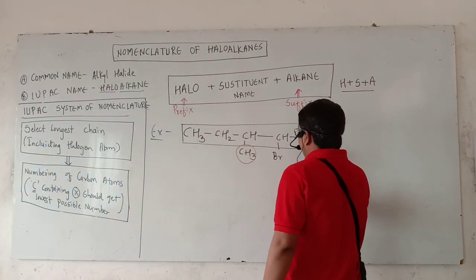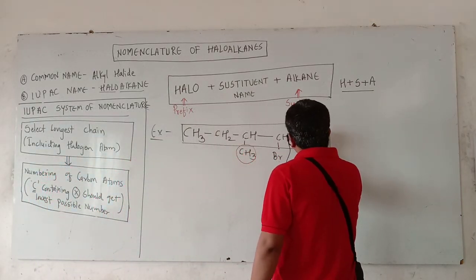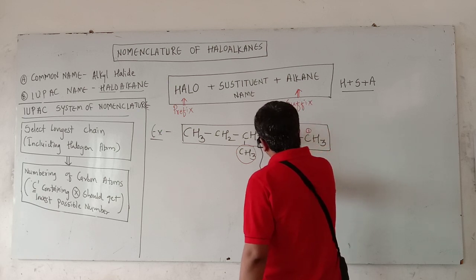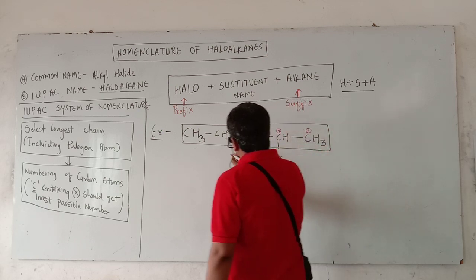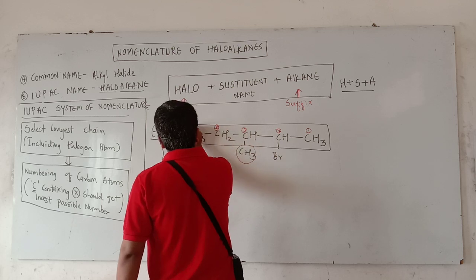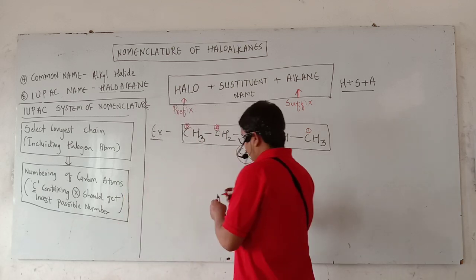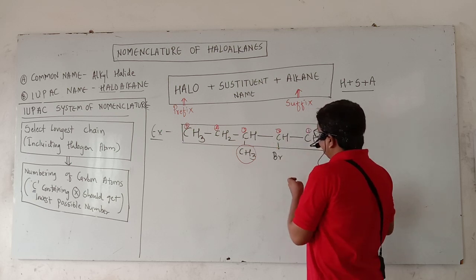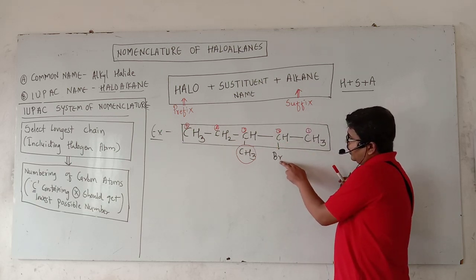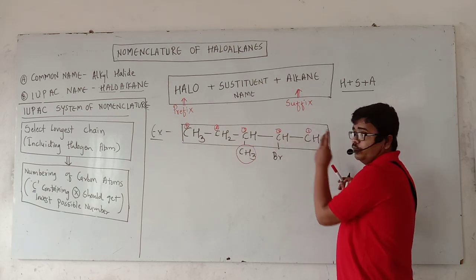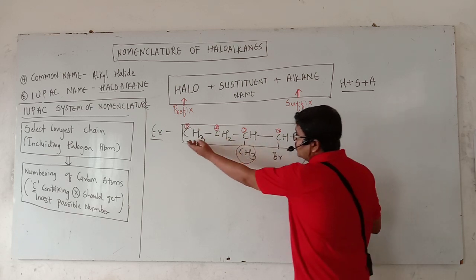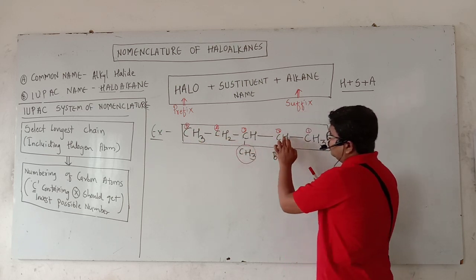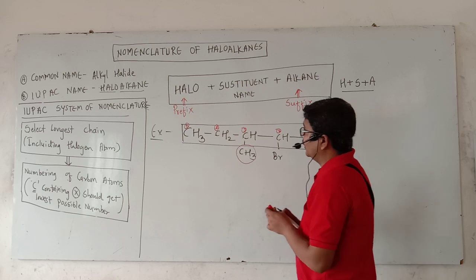It will be carbon number 1, this is carbon number 2, 3, 4 and 5. Why from this side? Because if we do numbering from this side, this carbon containing halogen gets number 2, and from the other side it will become 1, 2, 3 and 4. 2 is the lowest number, so this numbering is correct.